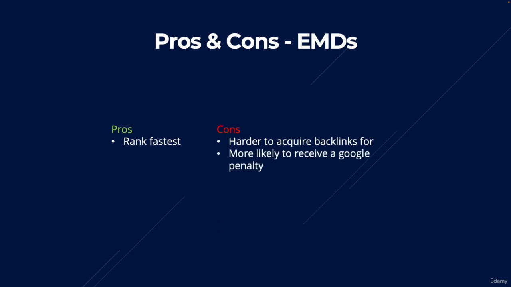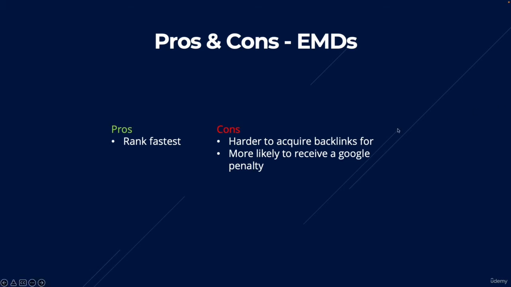The second con of an EMD is that you're more likely to receive a Google penalty. If your website is called bestgamingchairs.com, well, how do you build any branded links? Branded links are pretty much links that link to your website that use your brand name as the clickable hyperlink text. Again, if this doesn't make much sense, don't worry, as I'm going to cover all of this in the dedicated link building section of the course.